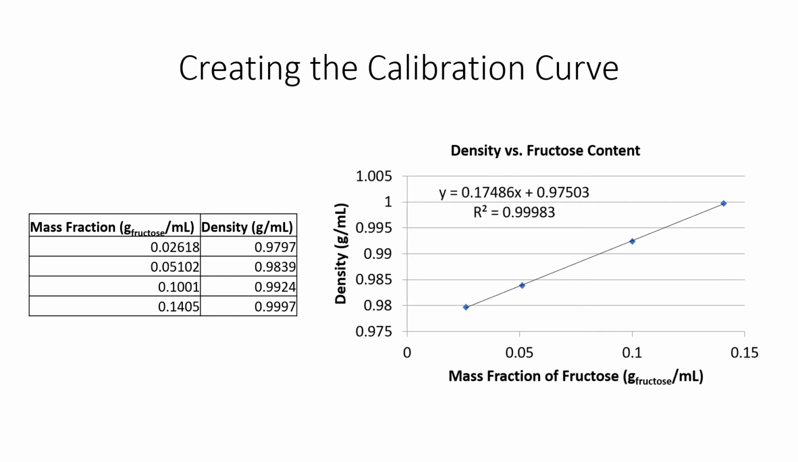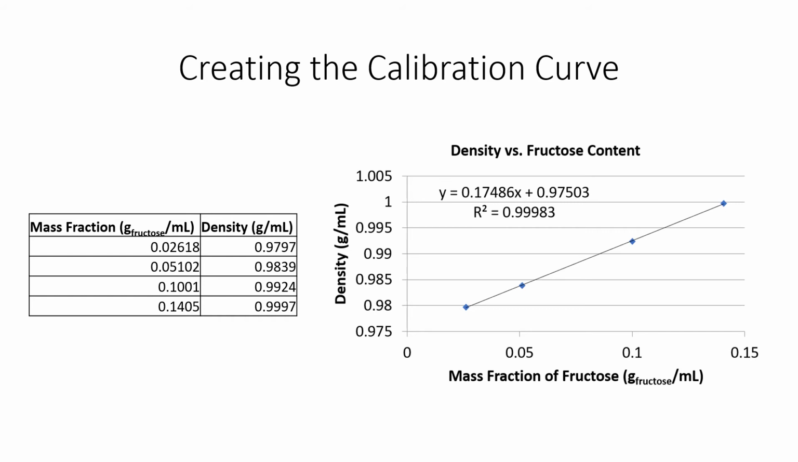I want density on my y-axis, so I place my density data in column B. Cell B1 contains my heading, density in grams per milliliter. And cells B2 through B5 contain my density data, 0.9797, 0.9839, 0.9924, and 0.9997 grams per milliliter. Those values are the densities of solutions A, B, C, and D, respectively.